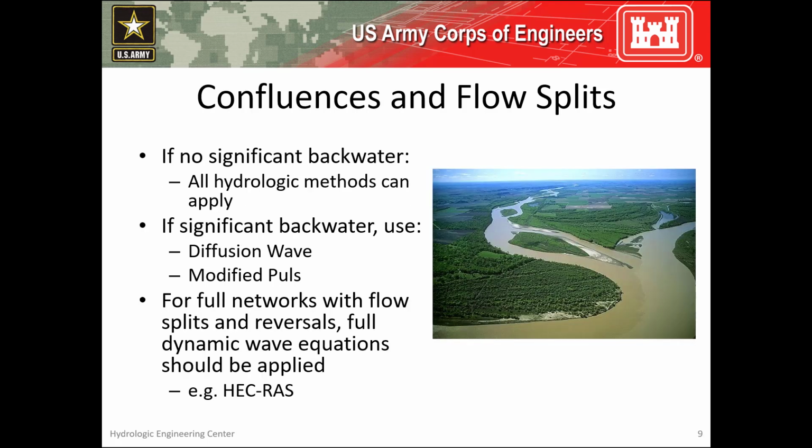Confluences can be sources of backwater effects, like those that were previously mentioned. In the image to the right, the Yellowstone River and Missouri River confluence is shown. If, say, the Yellowstone River is flooding, significant backwater effects can be experienced for miles on the Missouri River. If there are significant effects from a tributary, you should use a method that can account for backwater effects. However, if backwater effects from the confluence are negligible, all hydrologic routing methods are fine for use. When there are flow splits and reversals, like those afforded by tidal bores from tropical storms, the full dynamic wave equations should be applied, which are available for use within HEC-RAS.